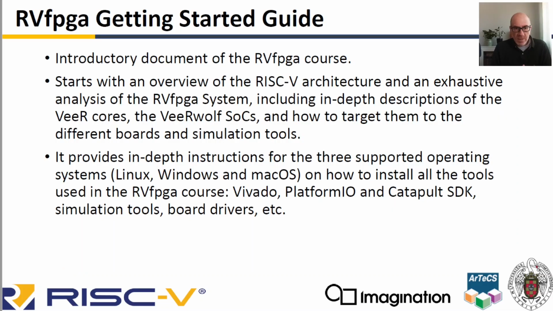The Getting Started guide is the introductory document of the RVfpga course. It starts with an overview of the RISC-V architecture and an analysis of the RVfpga system. Then it provides in-depth instructions for the 3 supported operating systems on how to install the tools used in the RVfpga course: Vivado, PlatformIO, or Codescape SDK, simulation tools, board drivers, etc.